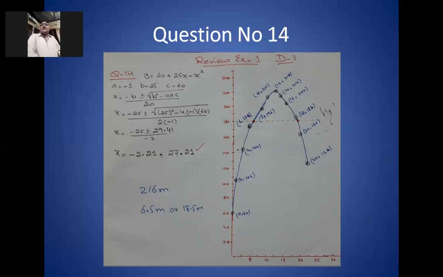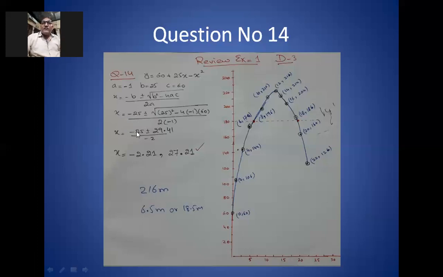The coefficient of x squared is -1, the coefficient of x is 25, and the constant term is 60. So I will write the quadratic formula: minus b plus minus under root b squared minus 4ac, the whole thing divided by 2a. And so we will substitute these values of a, b, and c. The value of b is 25, the value of a is -1, and the value of c is 60. You can see here I have substituted them.